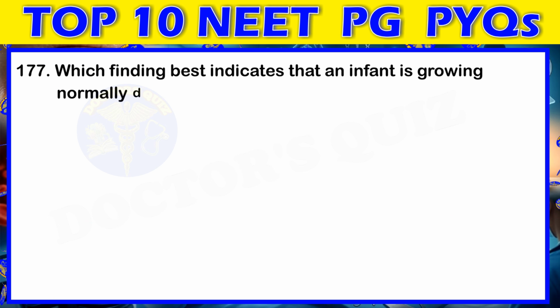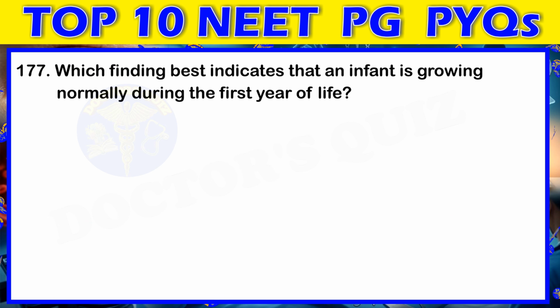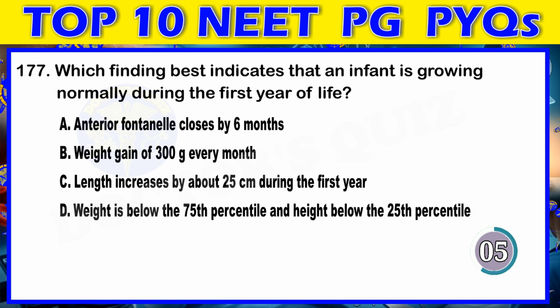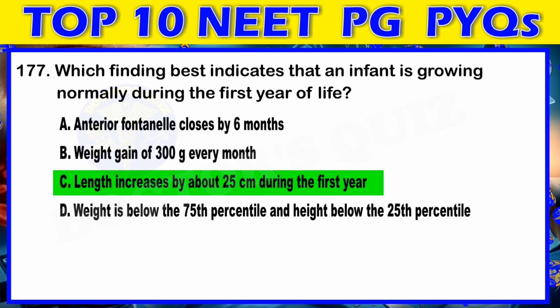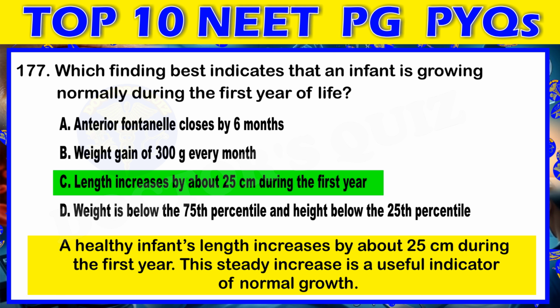Which finding best indicates that an infant is growing normally during the first year of life? Right answer is option C, length increases by about 25 cm during the first year. A healthy infant's length increases by about 25 cm during the first year. This steady increase is a useful indicator of normal growth.